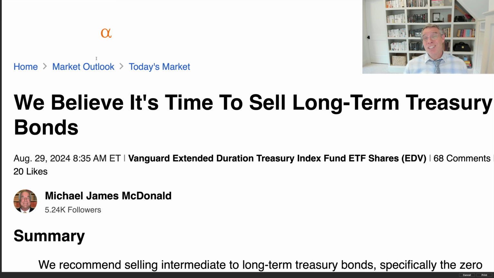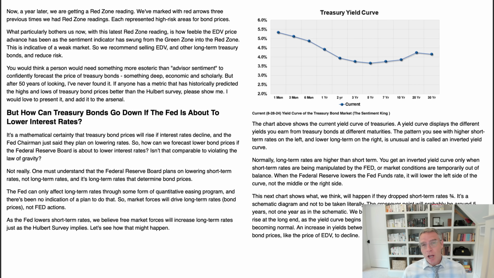I will tell you that there is an interesting article in Seeking Alpha saying that they believe it's time to sell long-term Treasury bonds, such as EDV. In this article, the author poses the question, but how can Treasury bonds go down, meaning the price of Treasury bonds, if the Fed is about to lower interest rates? He talks about the yield curve.